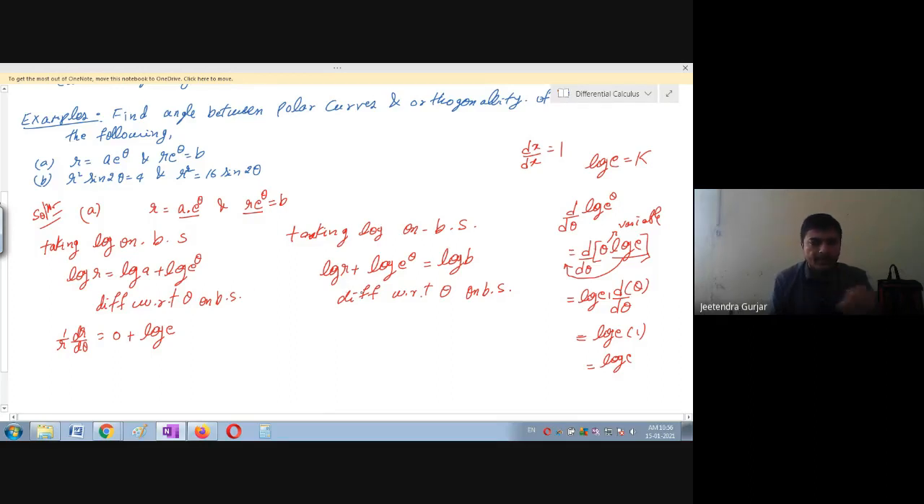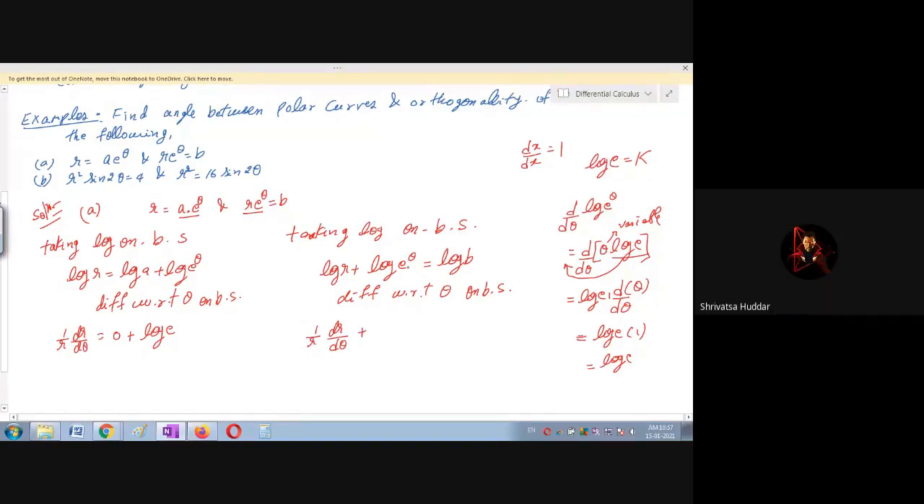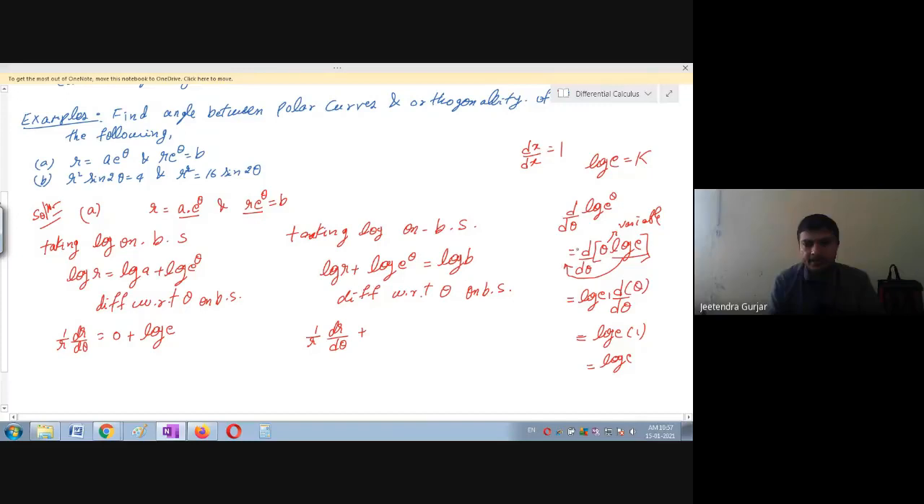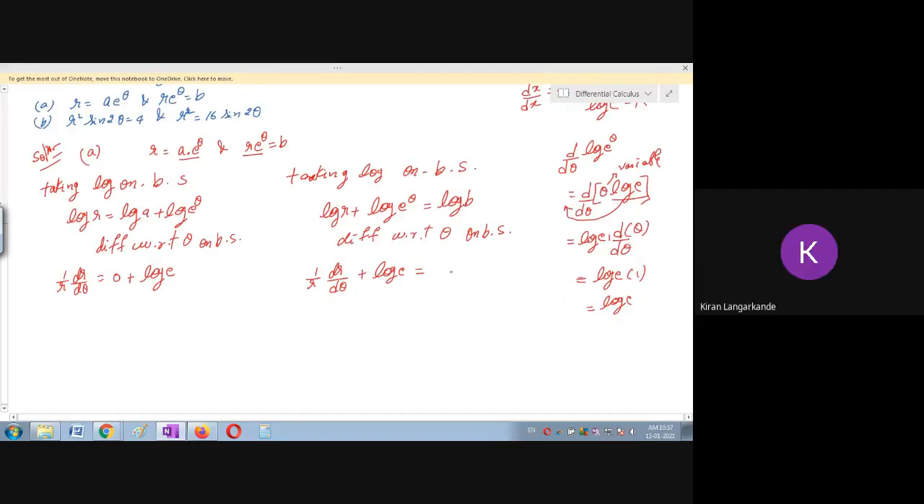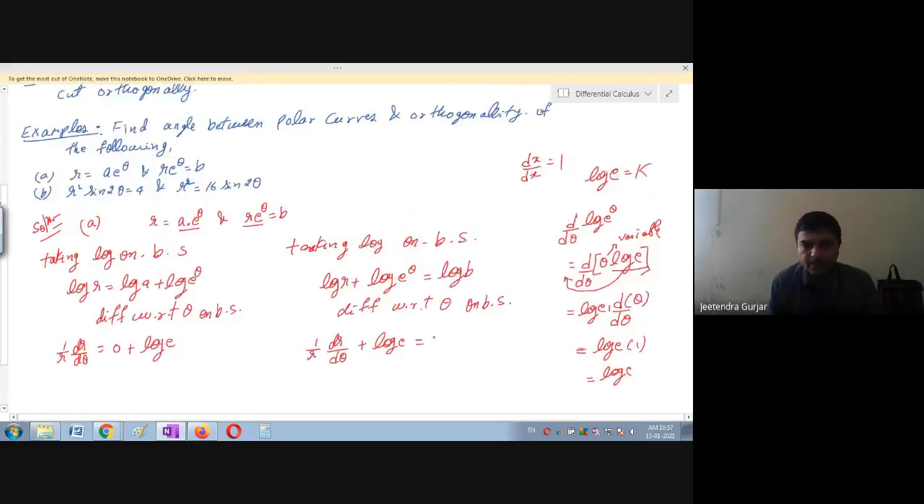Okay. Now again differentiate this with respect to theta on the RHS. One can see this is 1 upon r dr upon d theta, right? Plus, what is the differentiation of log e raised to theta? The log e, yes, we have already done this. Here it is log e. So just substitute here. Log e is equal to... what is the differentiation of log b? 0. Very good, because it is a constant. Differentiation of a constant is 0.